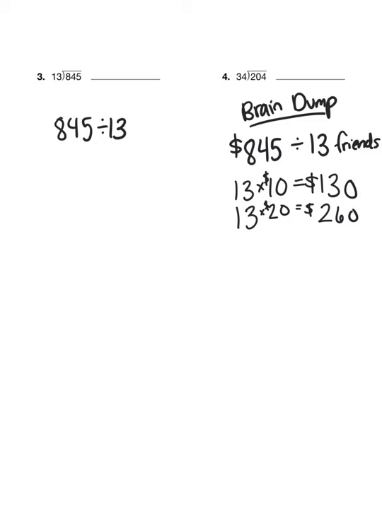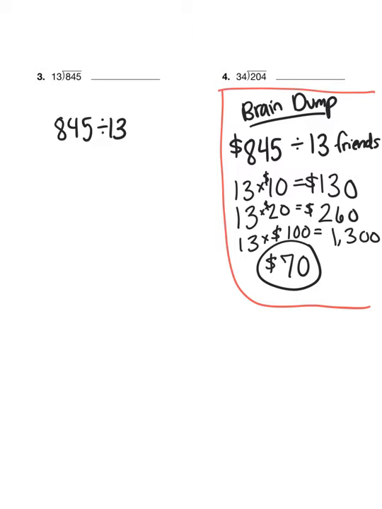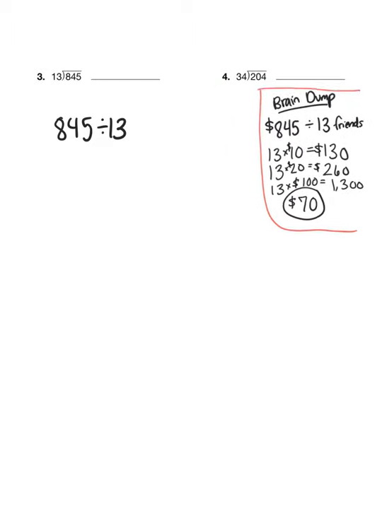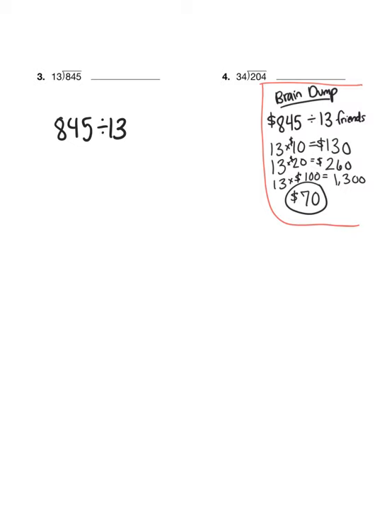All right, so let me think here. If I have 13 friends, and I give each one of my friends $100, that would get me to $1,300, and I don't have that much money. I only have $845, but I could get close to that. So I'm going to make an estimate of maybe around $70. That's what I'm thinking. Okay, so for this strategy, I'm going to do partial quotients again, repeatedly subtracting them. I feel like that'll be easier for me than doing an array or an area model.